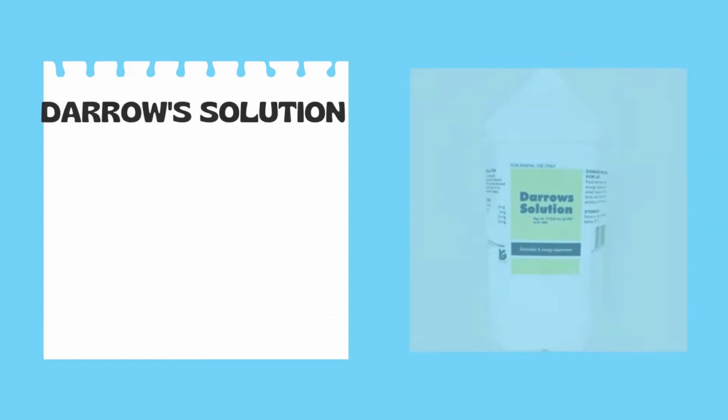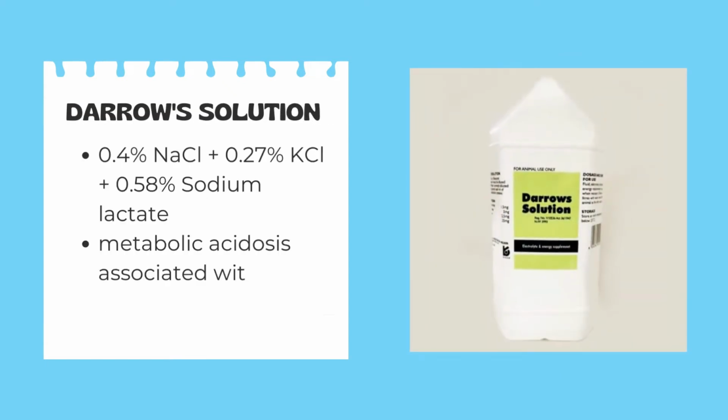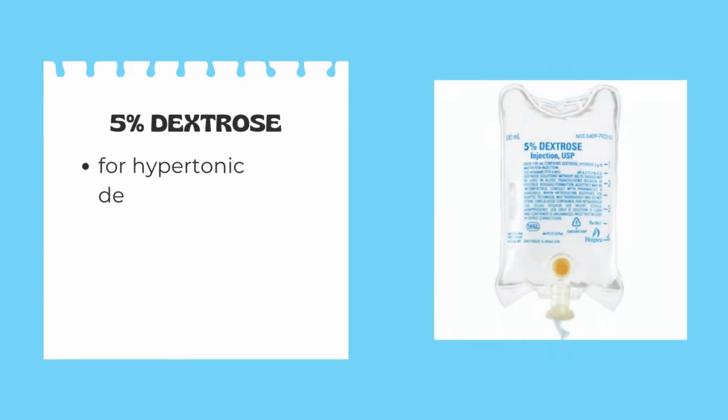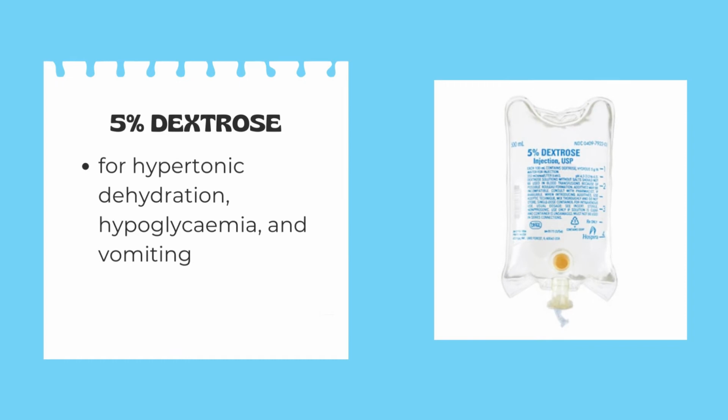Next is the dextrose solution, which contains 0.4% sodium chloride, 0.27% potassium chloride, and 0.58% sodium lactate. It is used for metabolic acidosis and potassium loss and also for dehydration caused by diarrhea. Next is 5% dextrose. It is used for hypertonic dehydration resulting from water deprivation or heat stroke.